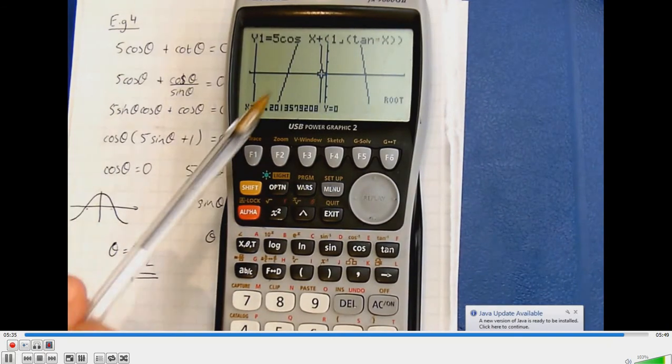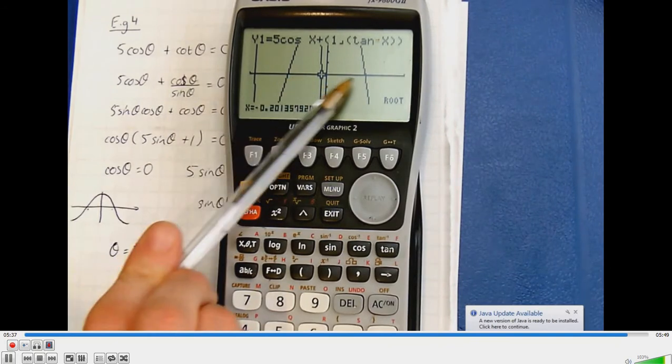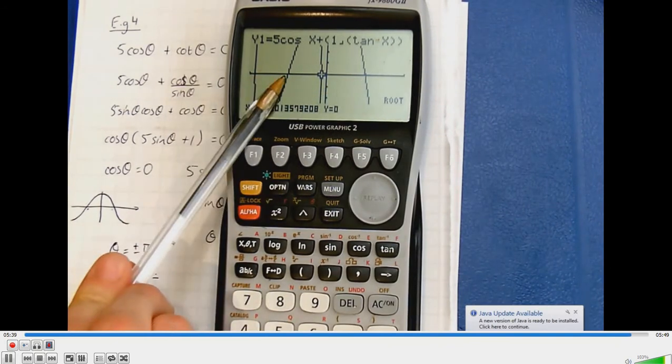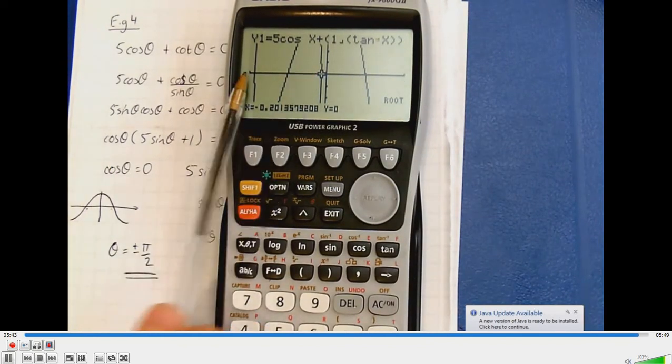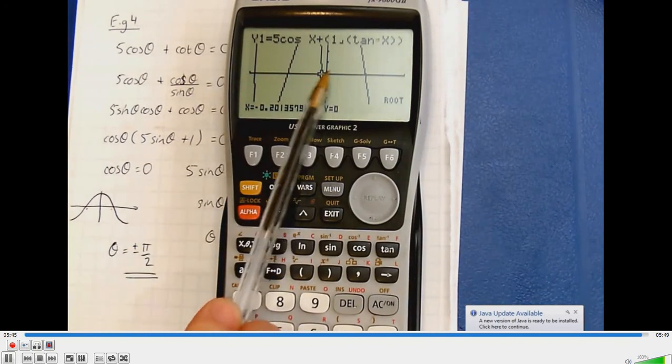And the one it's not showing us, although the graph shows us. Okay, if you look here, the graph is crossing here and here as well. So that will be our negative pi over 2 and pi over 2 values, right in the middle of the range from 0 to pi.